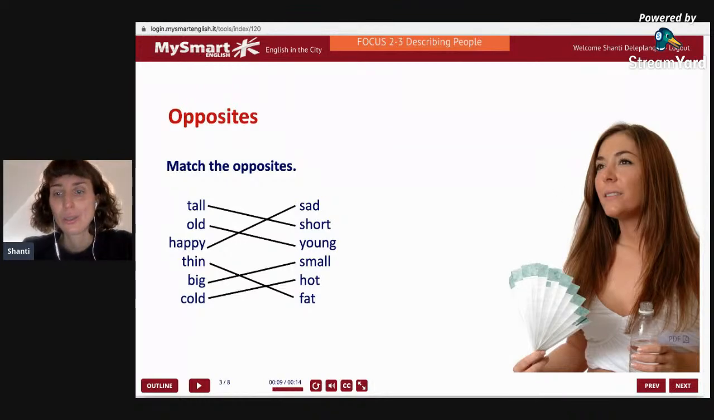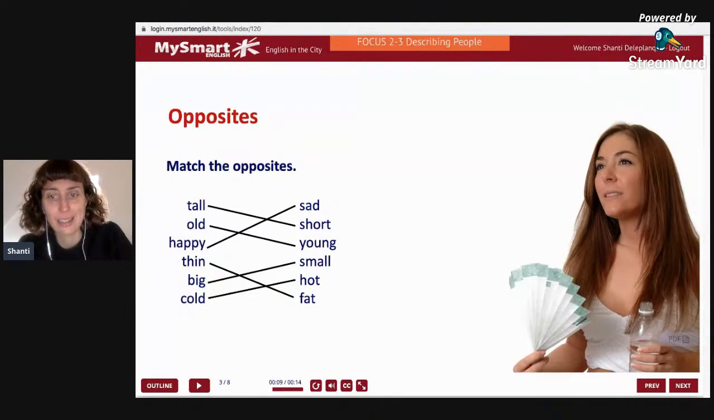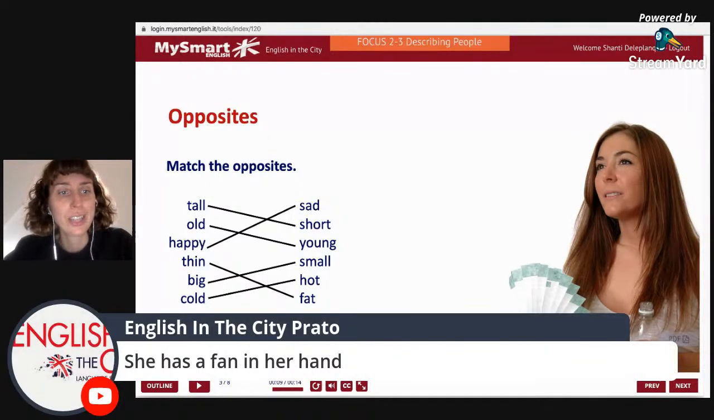Yeah, she has a fan in her hand, a paper fan, and a bottle of water. So she is definitely hot. What else can we say to describe this woman?